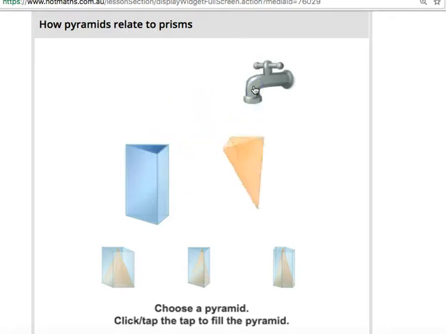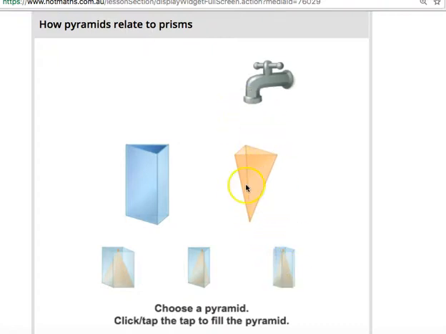So we can say that the prism is 3 times the volume of the pyramid, or that the pyramid is what fraction of the volume of the prism. If 3 pyramids fill up 1 prism, how many pyramids make a prism? 3. So therefore the pyramid is what fraction of the volume? 1/3. And that's the formula.